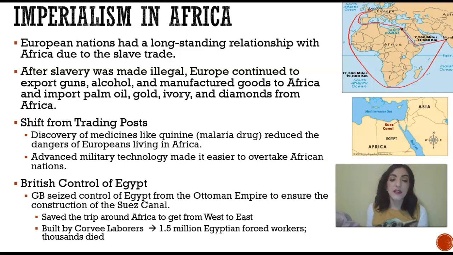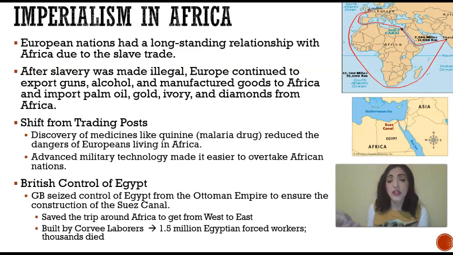You also had the advanced military technology, which made it easier to take or overtake lots of these African nations because they did not have guns. And then you also have the British control of Egypt. So Great Britain is going to seize control of Egypt from the Ottoman Empire. Remember, the Ottoman Empire gets nicknamed the sick man of Europe because they were already so weakened by weak leaders and they were falling apart.